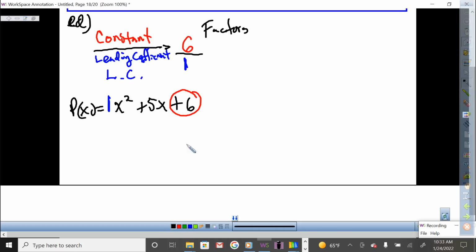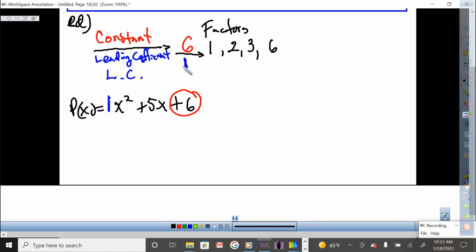Now that I made my fraction, now I need to come up with factors of this. Question: what factors give me 6? What two factors give me 6? 1 times 6, very good. What else? And 2 and 3. So all these are factors of that. Do I need to find the factors of 1? No, because 1 times 1.